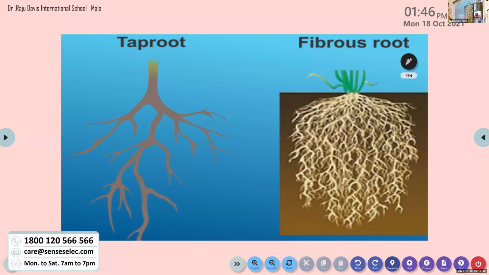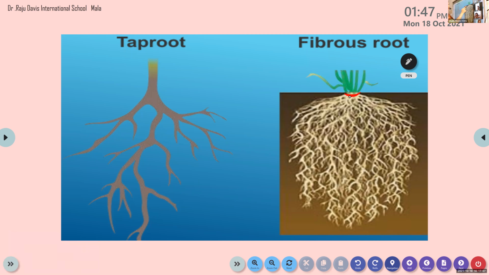So 2 types of roots are there for the plants. One has a main root and branches come out of it. And the other one has roots of equal, same size and length, and all the roots come out of the base of the plant. You can see here, if we check, we won't get that, but we can see a main root and branches come out of it. Can you see that? Here is another picture of the same taproot and fibrous root.